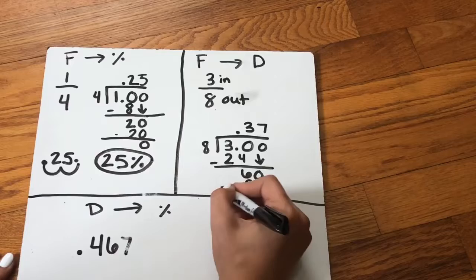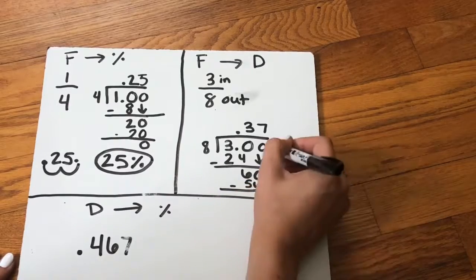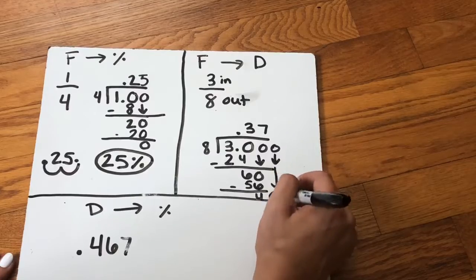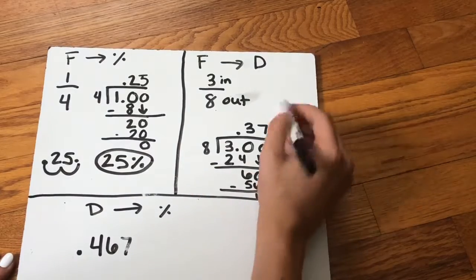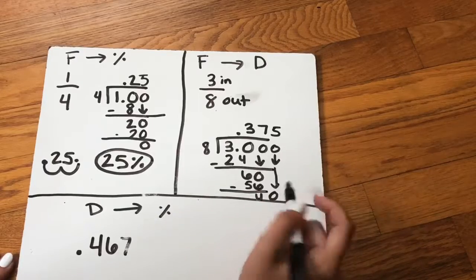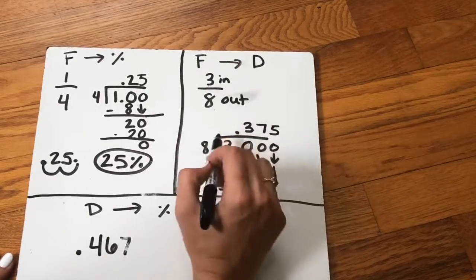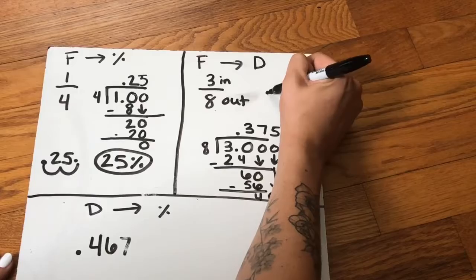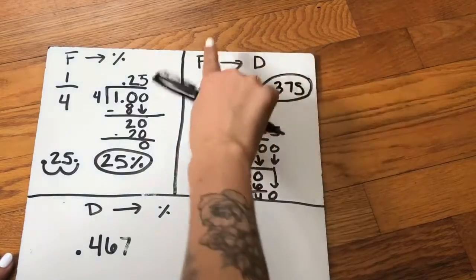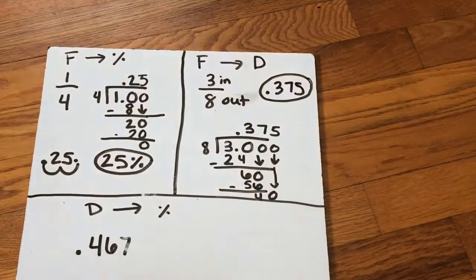I'm gonna keep going. I get 4 and 0. I'm gonna bring down that 0 all the way down. 8 goes into 40 5 times. 8 times 5 is 40, so I am done. So 3/8, once I divide it, is 0.375. So my fraction to a decimal, I divide top in, bottom out.